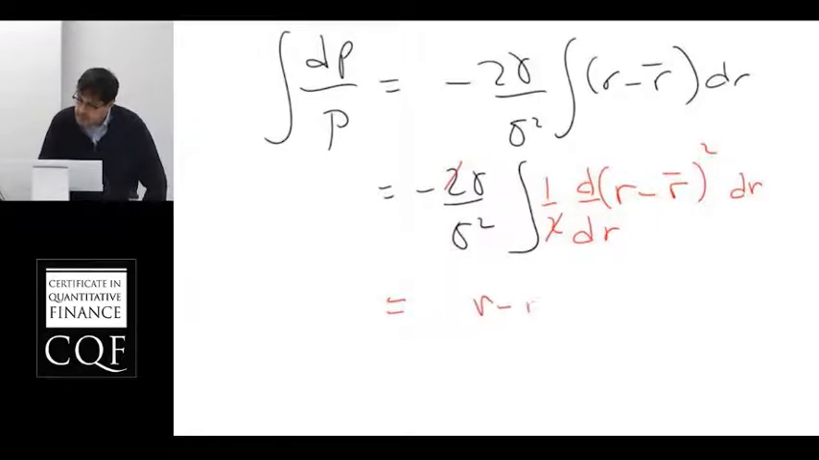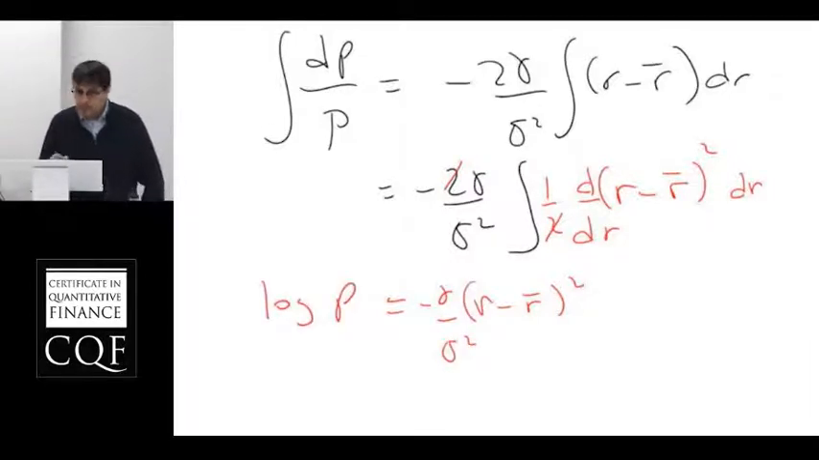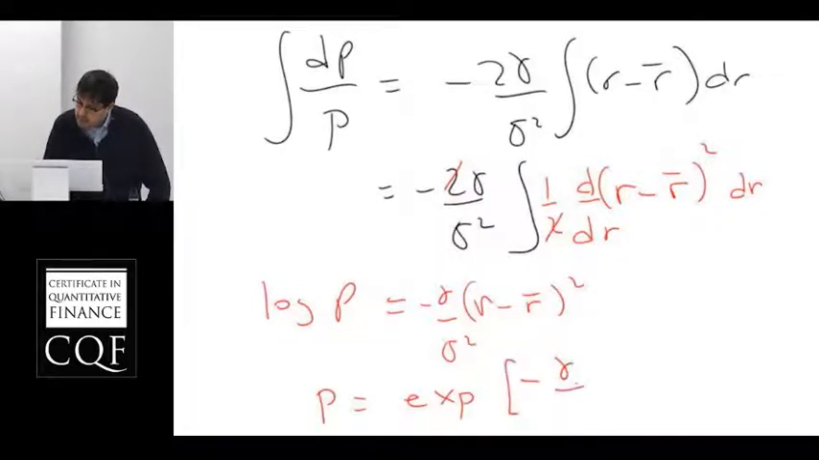This then becomes r minus r bar squared, with a minus gamma over sigma squared. This is log p, and then p becomes the exponential of all of this. But then there's a constant of integration, so that comes out as minus gamma over sigma squared, r minus r bar squared.